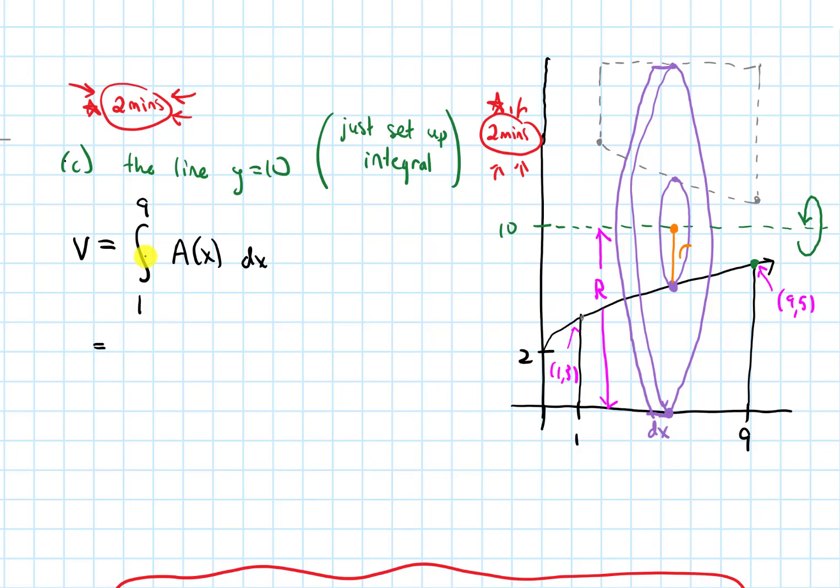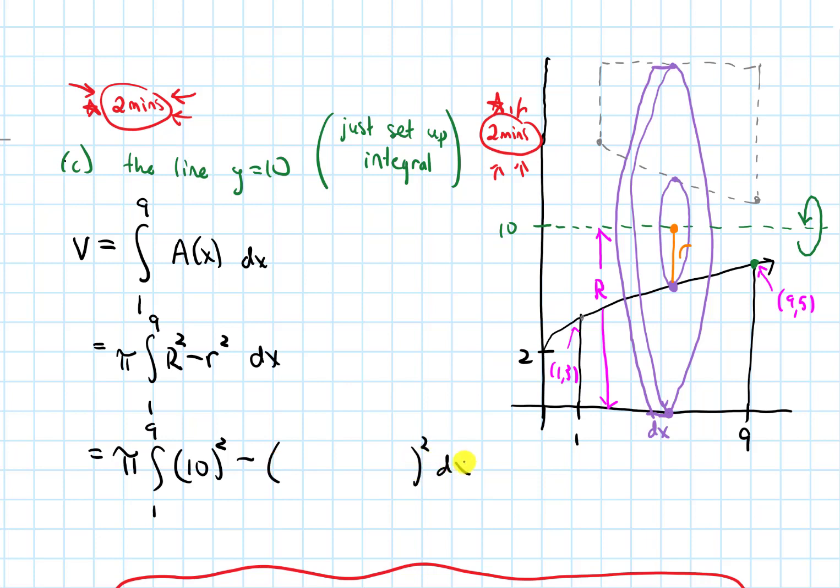For the area of my cross-section, it's going to be the area of a washer, which will be pi big R squared minus pi little r squared. Let's factor the pi out. I'll get big R squared minus little r squared dx, integral from 1 to 9. So we'll get pi, integral from 1 to 9, big R. I know this vertical distance goes from the x-axis up to where y is 10, so that distance is 10. So I'll get 10 squared for big R squared. And then I need minus little r squared. I'm going to give myself some room here.